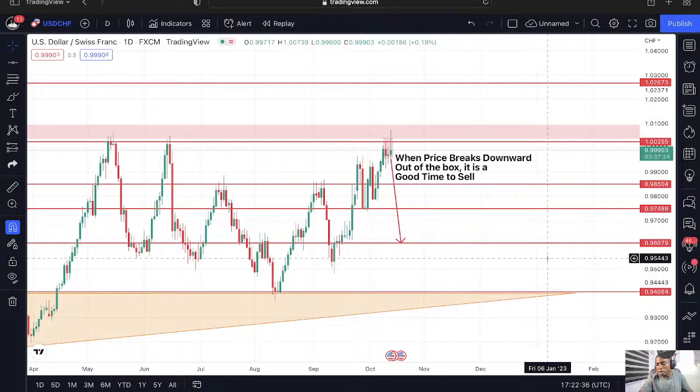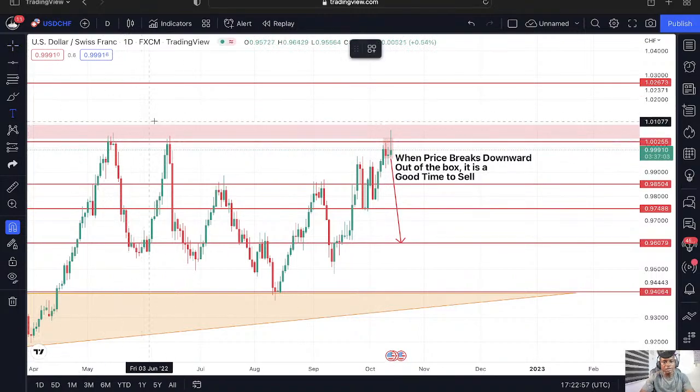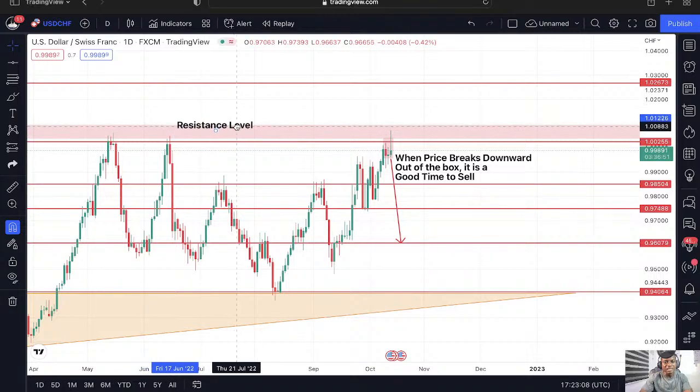Someone said, please, could you elaborate more on the relationship between resistance and support levels? Okay. Now, the relationship between resistance and support levels is more like you look at this level here now. This is a resistance level. All right.